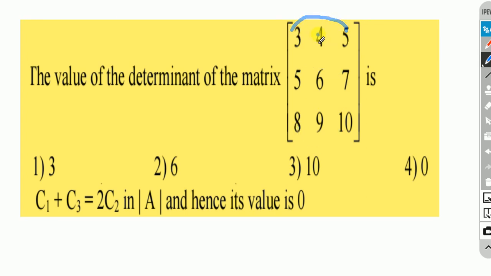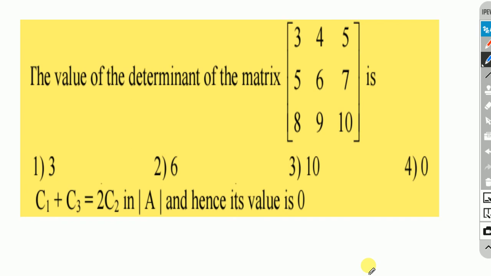So C2 will be 1 by 2 times of C1 plus C3, or I can say C1 plus C3 is equal to 2C2. 5 plus 3 is 8. So 2C2, when you multiply 4 you will get 8. 7 plus 5 is 12. When you multiply 6 you will get 12. 10 plus 8 is 18. When you multiply 9 you will get 18.